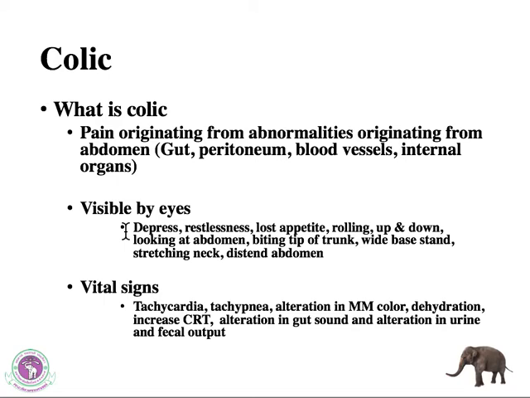There are also alterations in the vital signs, including tachycardia, tachypnea, alteration in mucous membrane color, dehydration because of not eating, increased CRT, alteration in gut sounds, and alteration in urine and fecal output, including amount and characteristics. So in an elephant that is dehydrated, the urine is usually dark yellow.